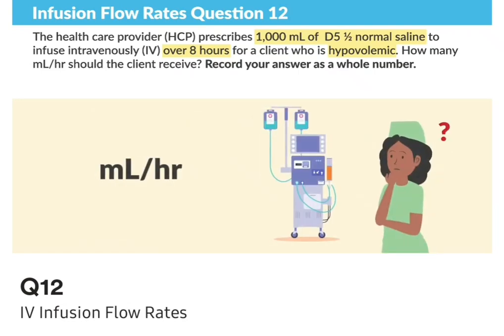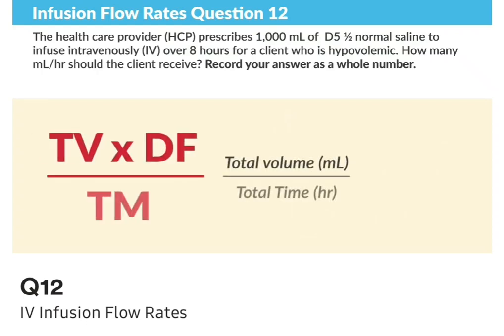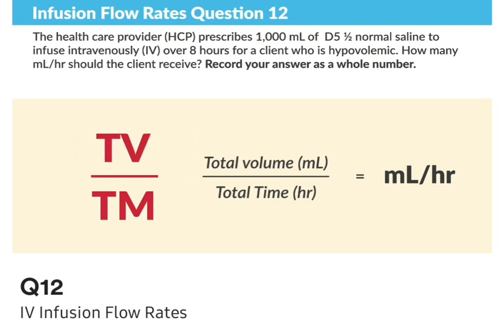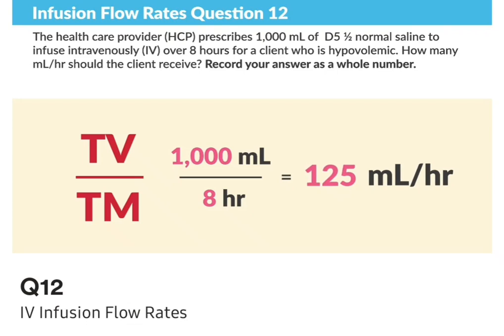What are you calculating for? We're calculating for mLs per hour, not drops or drips. So to set up the equation, remember, TV makes you deaf over time, but we're not using drips. So just total volume over the time here. So we have 1,000 mLs over 8 hours. So simply divide 1,000 by 8, and we get 125. So the correct answer is 125 mLs per hour.